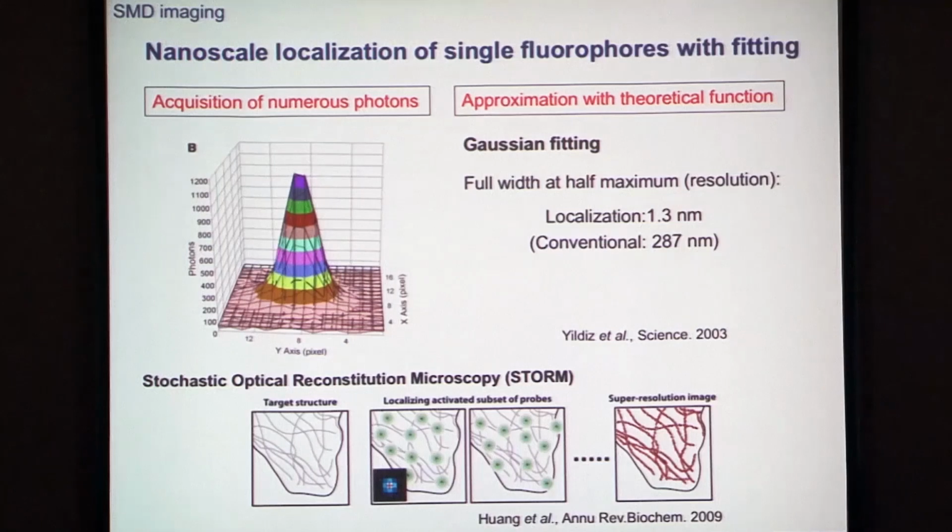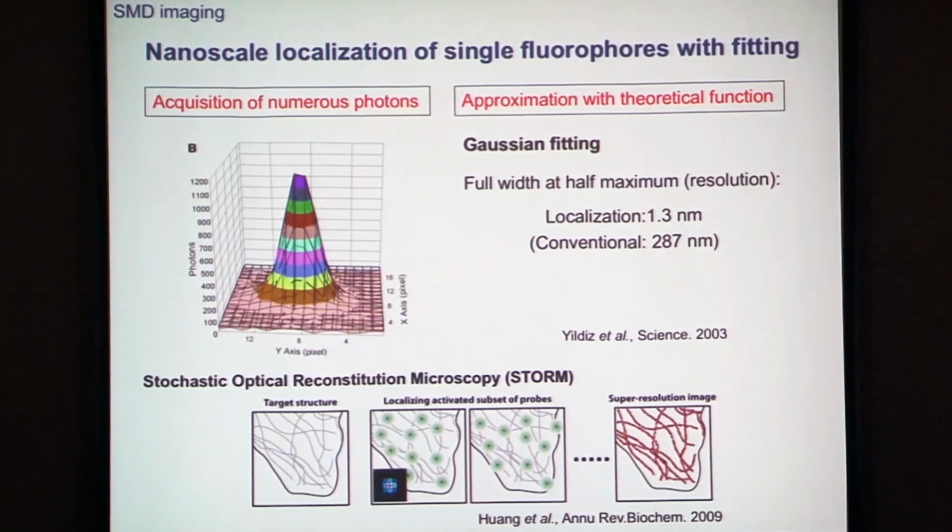The most famous and fundamental technique for SMD imaging is nanoscale localization of a single fluorophore with fitting. This was conducted in 2003, and SMD imaging is based on two simple procedures. The first one is acquisition of numerous photons. We can acquire a lot of photons over time, in this case using a very bright dye, and accumulate them, which can be described as a distribution of photons in space. The second is approximation with a theoretical function. In this case, we use Gaussian fitting, which is pretty simple, and then we can determine the center position of this dye. The full width corresponds to a spatial resolution of only 1.3 nanometers, which is much higher than the conventional diffraction-limited spatial resolution.